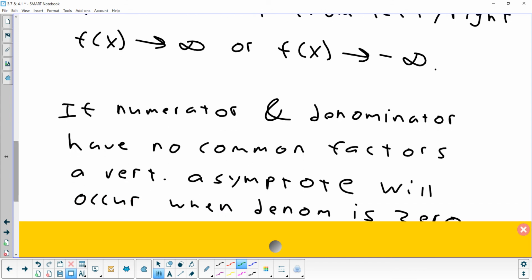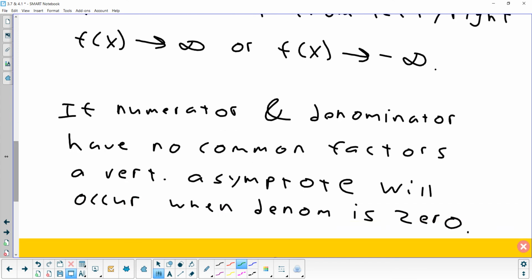Now, remember, if the numerator and the denominator have no common factors, the way you find the vertical asymptote is where the denominator is 0. What happens if you have a numerator and a denominator with a common factor? You don't end up with an asymptote. What do you end up with in your graph?